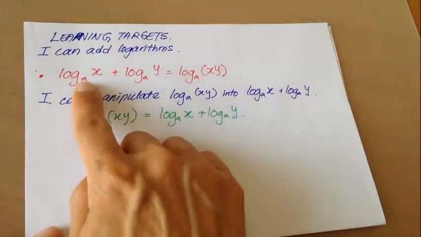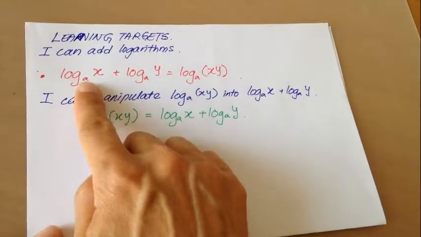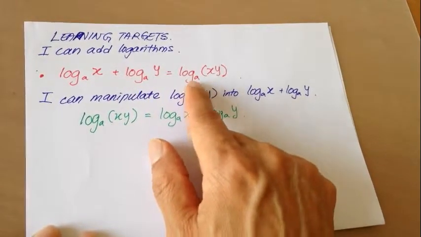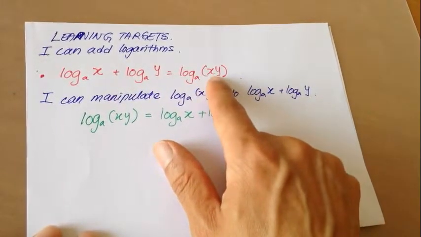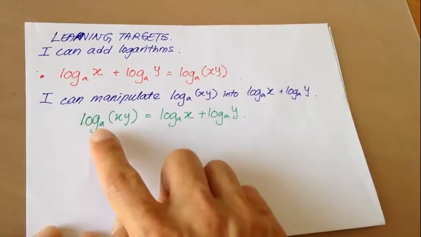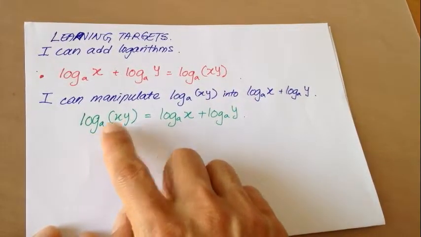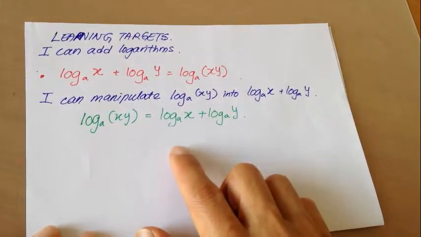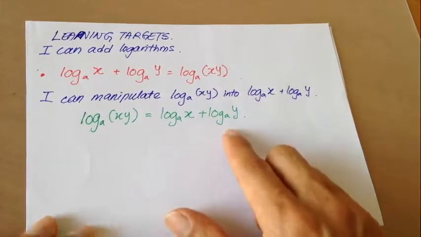First, given that I have an addition of two logarithms, I can rewrite it as a logarithm of the product of the two factors involved. Next, given that I know the logarithm of the product of two factors x and y, I can re-express that as logarithm of x plus logarithm of y.